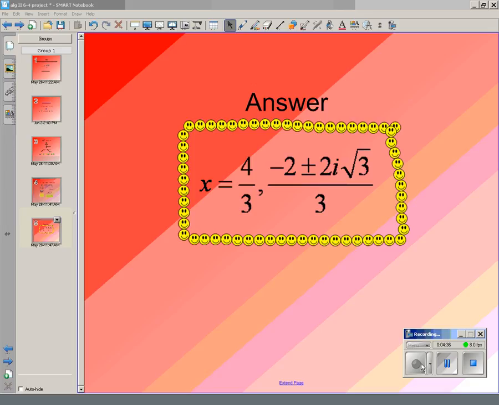This gives you your final answer of x equals 4 thirds and negative 2 plus or minus 2i square root of 3 over 3.